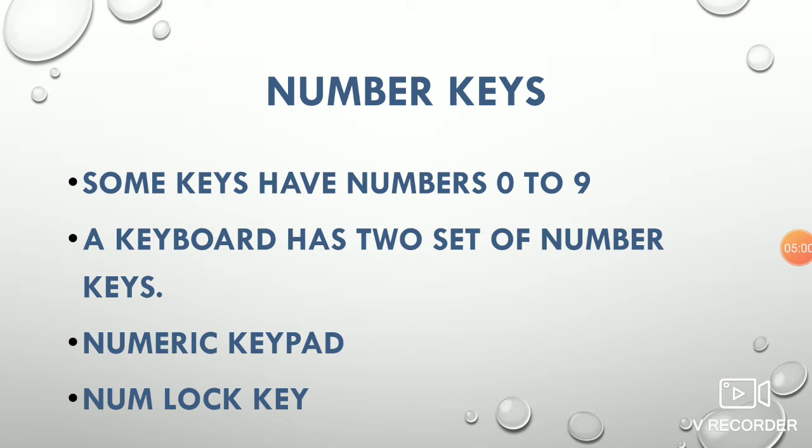A keyboard has two sets of number keys. The first set of number keys is present above the alphabet keys. And the second set of number keys is present on the right side of the keyboard. So the first set means above the alphabet keys, and the second set is present on the right side of the keyboard. Okay.